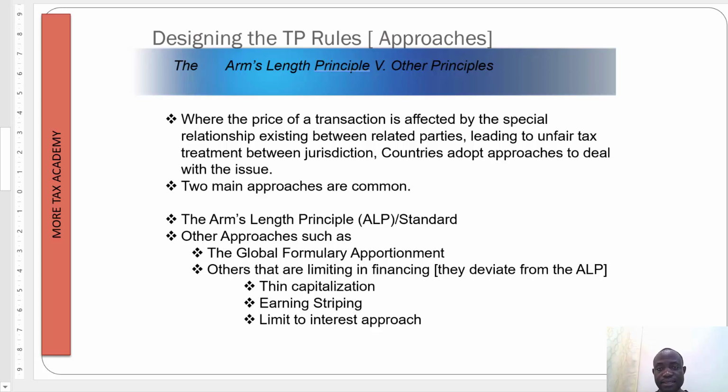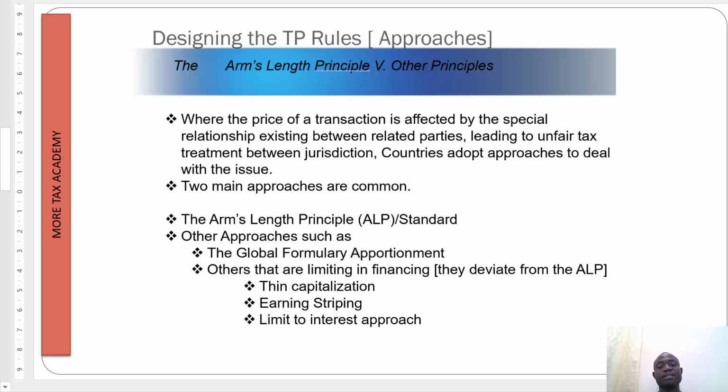There are other methods or other standards, but it seems the arm's length standard has dominated the world when it comes to taxation. So what is the arm's length standard? It says that where the price of a transaction is affected by a special relationship existing between related parties, leading to unfair tax treatment between tax jurisdictions, countries should adopt approaches to deal with the issue.